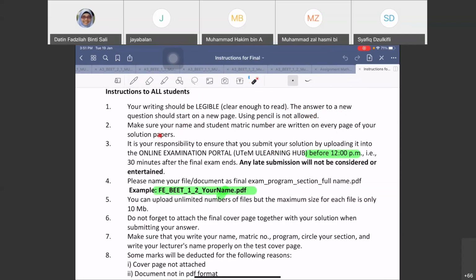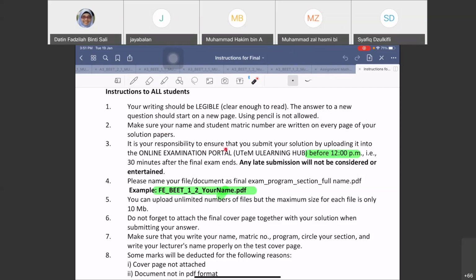Name and student metric number. So that's why a night before your final exam, you already write your name and metric number on all pages of your solution papers. So you can actually get all this ready beforehand. All right, don't wait till the last minute. Don't wait until the moment you want to upload, then only write your name and your metric number. So you lose time, all right?